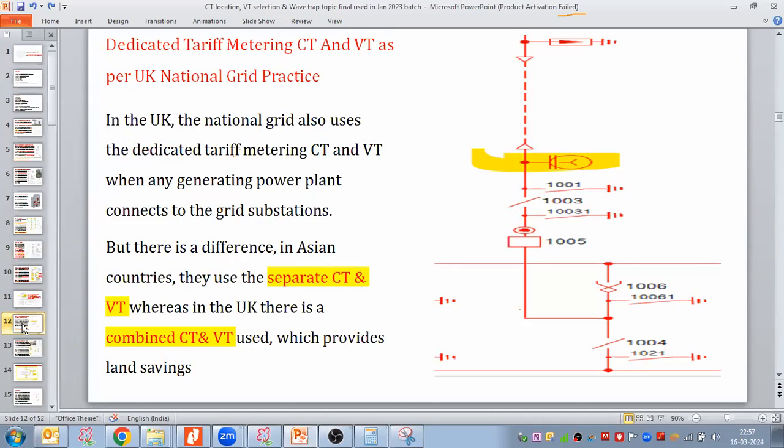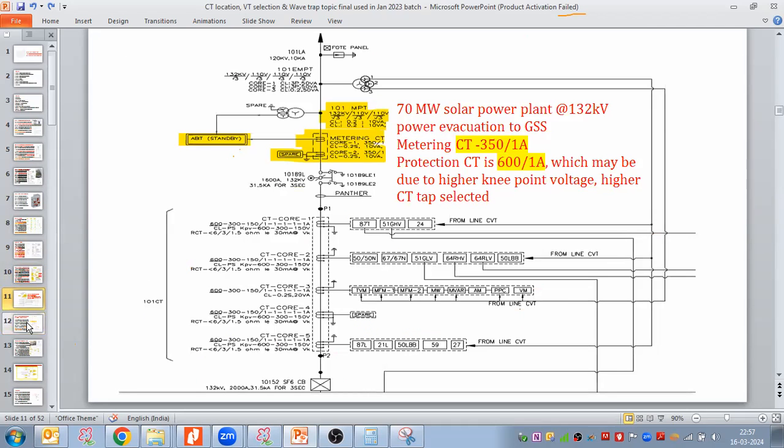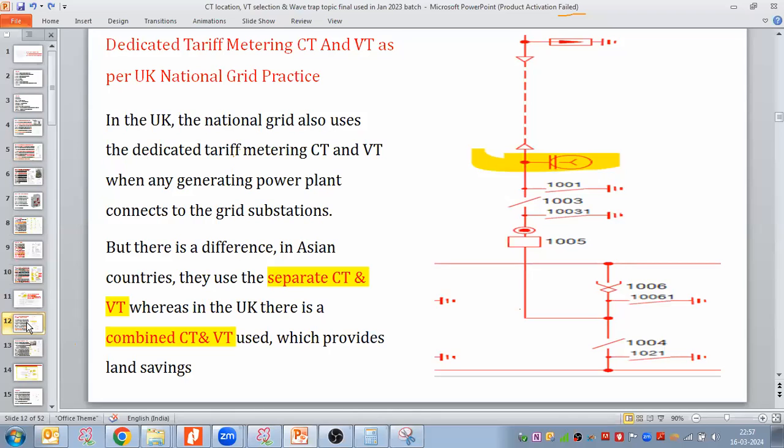Now I wanted to take one more country's engineering practices. I took the example of the UK, United Kingdom. When they make the single line diagram, in Asian countries we have the practice of a separate CT and separate VT. But in the United Kingdom, they do not prefer separate CT and VT for the metering. They have a common equipment, and that equipment is indicated in the SLD by this symbol.